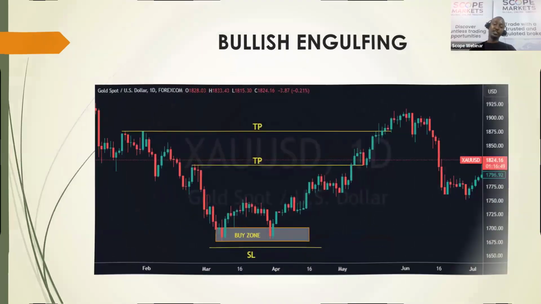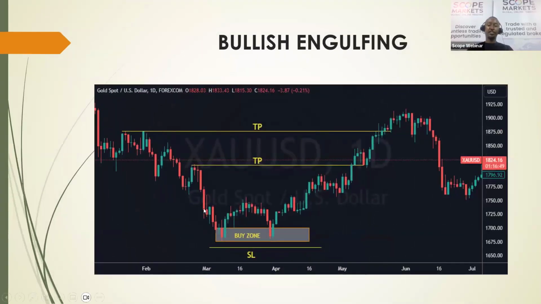So this is it represented in the chart very clearly. This is the bullish engulfing. You can see here the sell candlestick and the big buy candle that engulfs the sell candlestick. We mark that region, we wait for the price to come back to this particular level, and then we start buying the market.